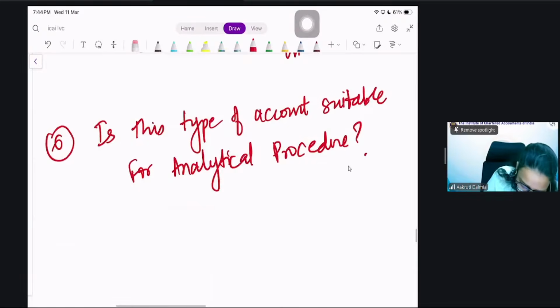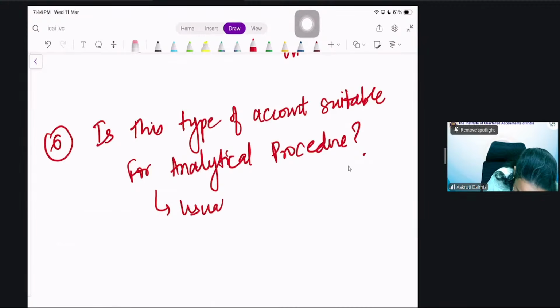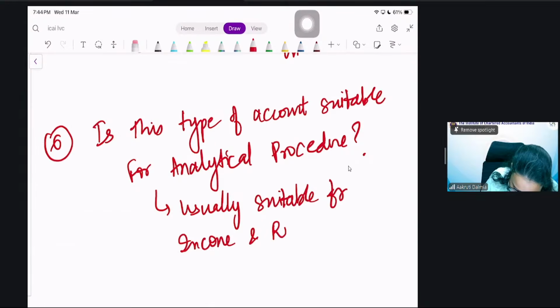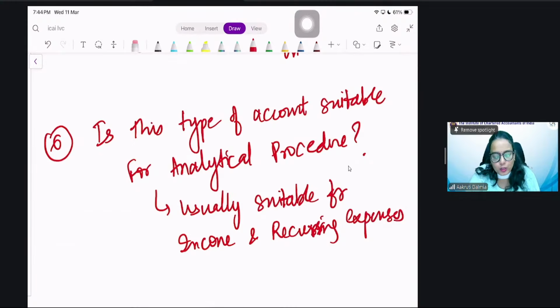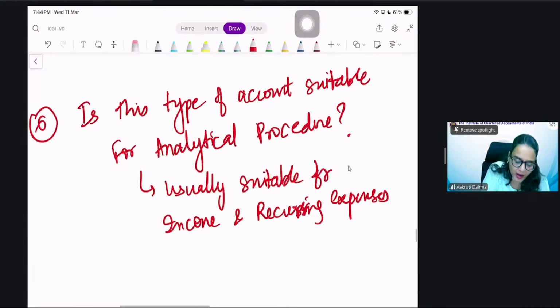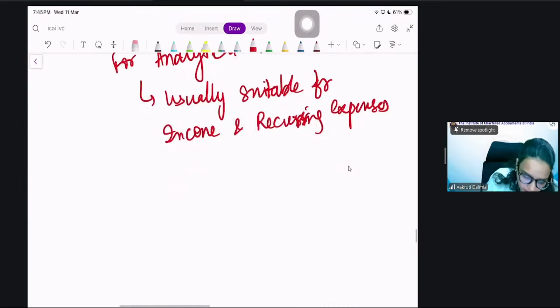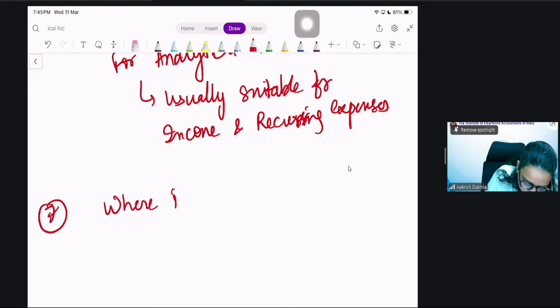Yes. So usually it is suitable for income and recurring expenses. So usually it is considered suitable. So the next factor I have to see before I decide whether I can do analytical procedure is whether it is a type of account that is suitable. Last one: where is my data coming from?